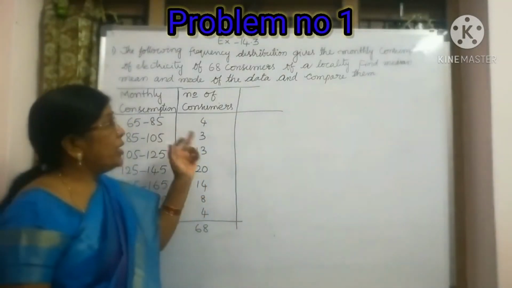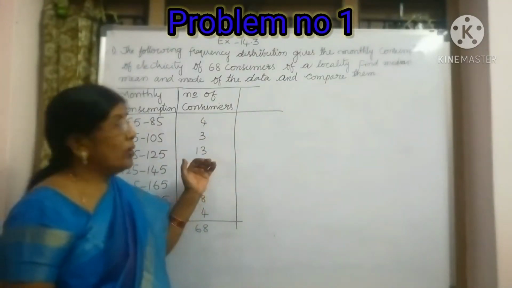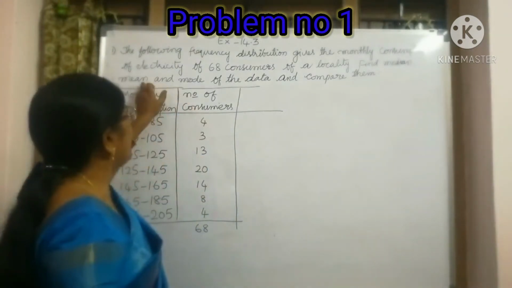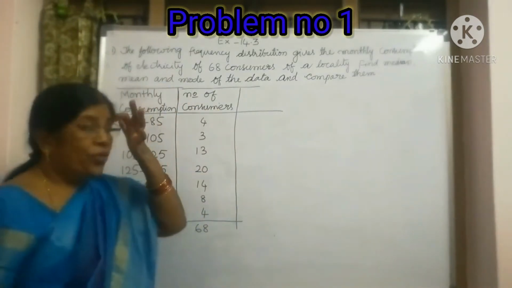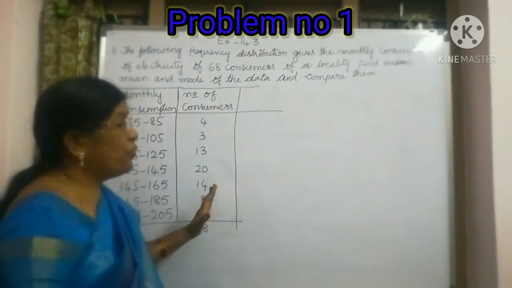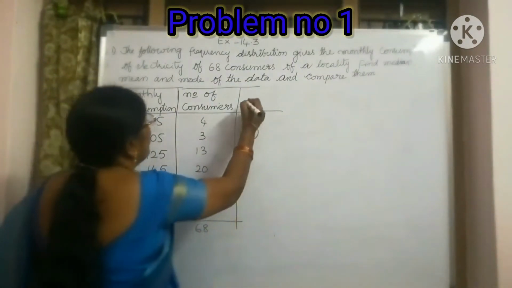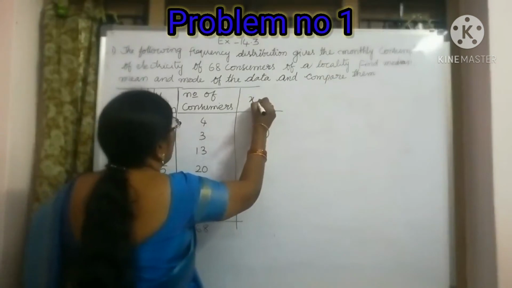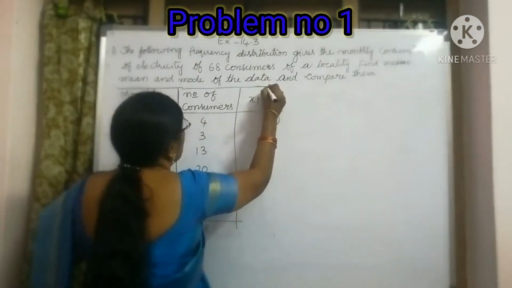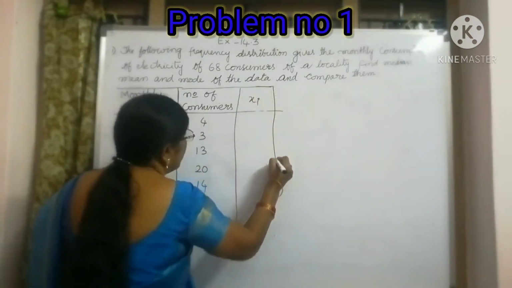We found the median of this data. Now let us find the mean of this data. To find the mean, we have to find the mid value of the class intervals. The mid value is denoted by xi. So let us find what xi is.